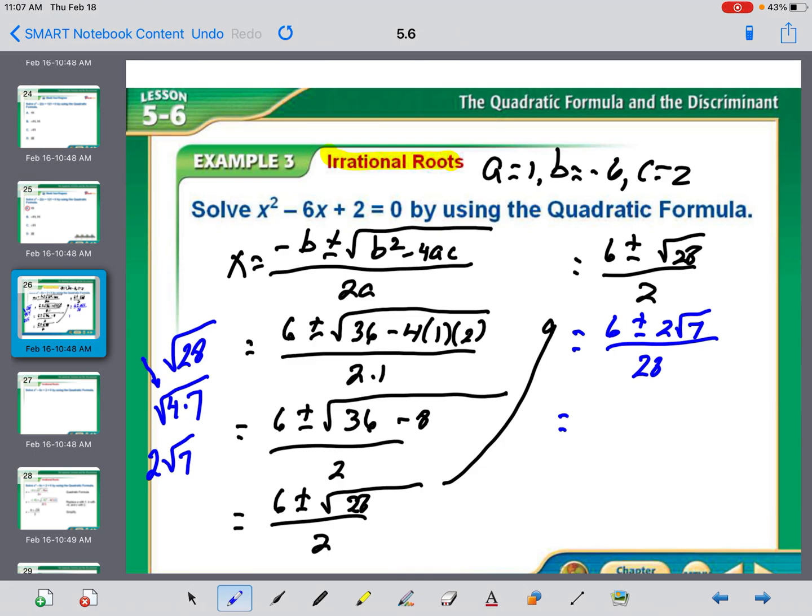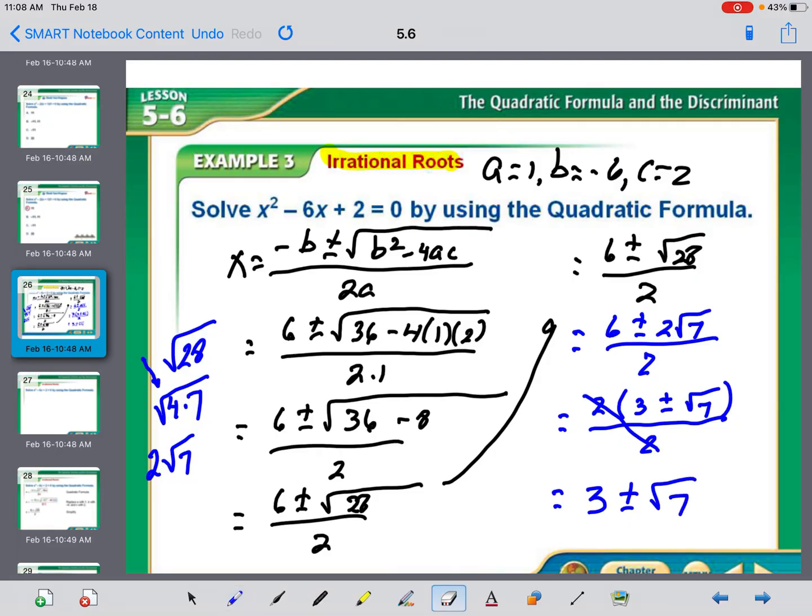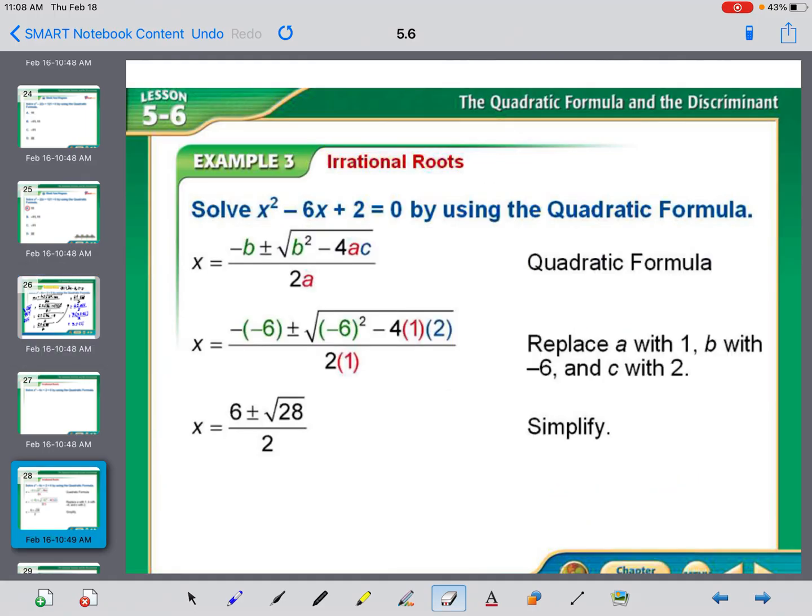Now, it just so happens, and you probably wouldn't see this, but the numerator has a common factor of 2. So I'm going to take out the 2 from both of the terms. You should be able to redistribute and get back what you started with. It was a 2, it's still a 2, and then these 2's cancel. The final answer is 3 plus or minus the square root of 7. So those are two irrational solutions: 3 plus the square root of 7 and 3 minus the square root of 7.